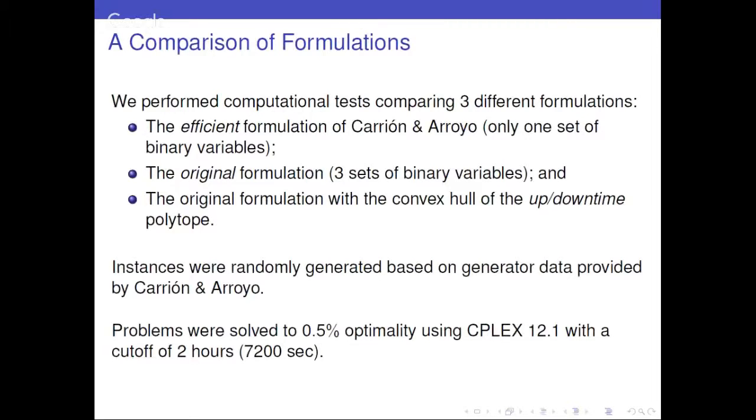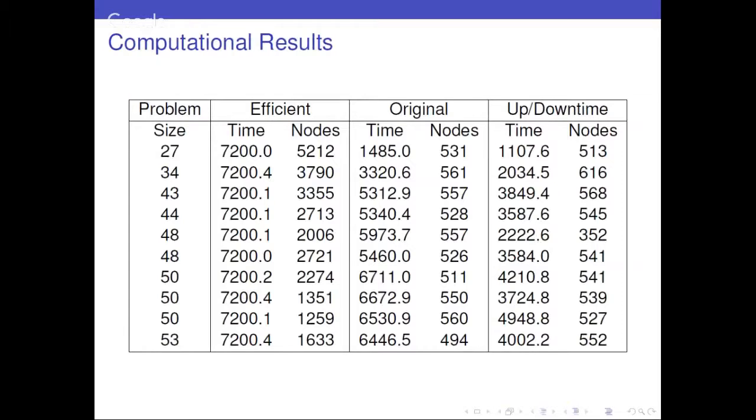So what we did here is generate a set of data that makes sense according to some rules that are generally agreed, and then just ran the three formulations. So the basic one as I presented it, the one with a reduced number of binary variables, and then the one with these new facet-inducing inequalities, using CPLEX 12.1 when we did this, and a cutoff of 2 hours for these MIPs. And the computational results basically look like the following.